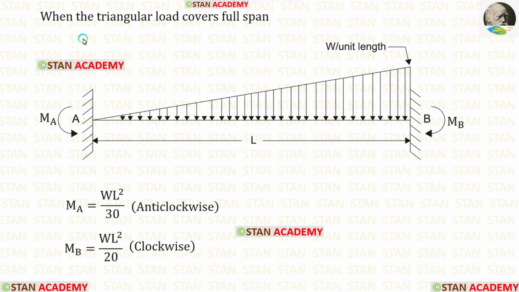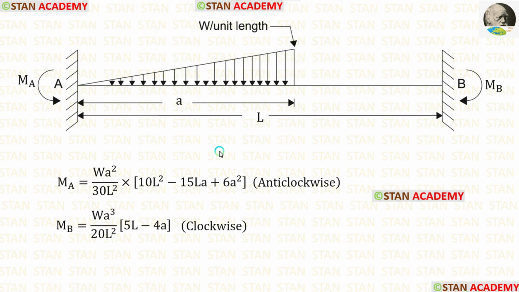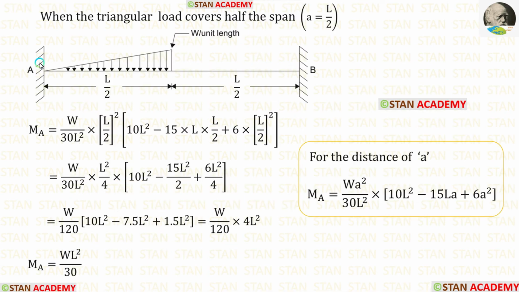So, we have made the formulas for the fixed end moments MA and MB in a fixed beam when it carries the triangular load for the entire span. Now, let us find the fixed end moments when the triangular load covers half span. To find out the fixed end moments, in these formulas, instead of A, we have to apply L upon 2. Here you can see a fixed beam in which the triangular load covers half the span.